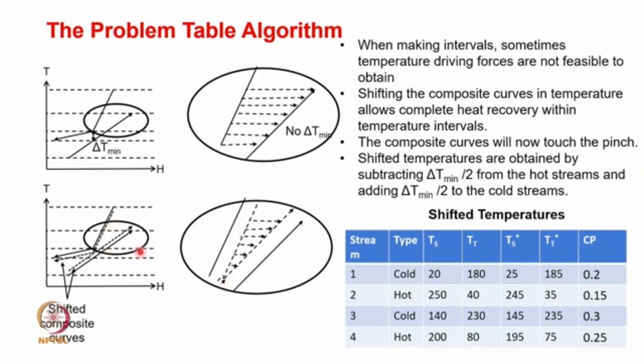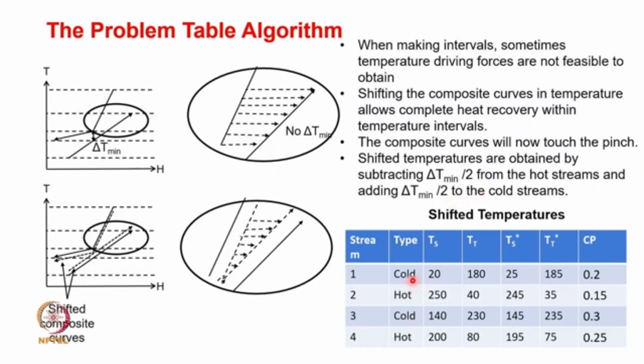Once we do that, we will be able to extract the point of delta T min as a single point, because the composite curves will now touch each other. So this is typically done by shifting the temperature, obtained by subtracting delta T min by 2 from the hot streams and adding delta T min by 2 to the cold streams. So how do we do that?